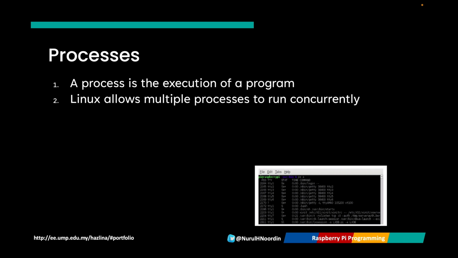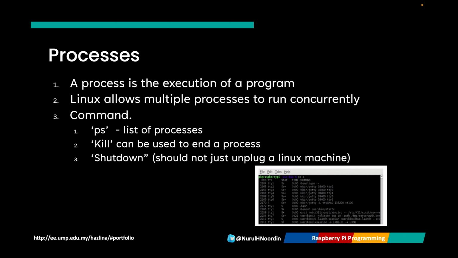To view active processes, you can use the ps command. This will list all the running processes along with their process ID. If a process becomes unresponsive or needs to be stopped, the kill command can be used to terminate it. By specifying the process ID, you can safely end any running task.